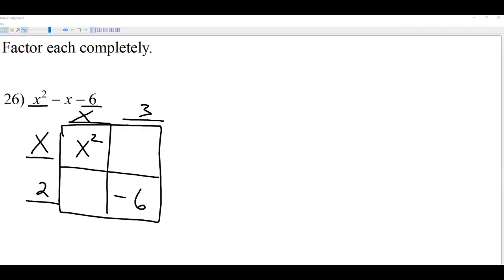Now I know that one of those is supposed to be negative, but I'll get to that in a minute. I like to do the signs at the end. So now we fill in the box. This would be 3x, this would be 2x.